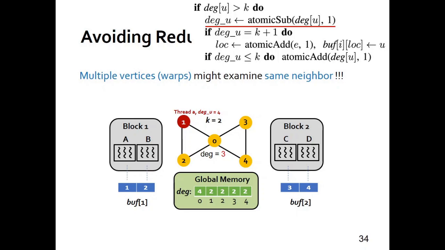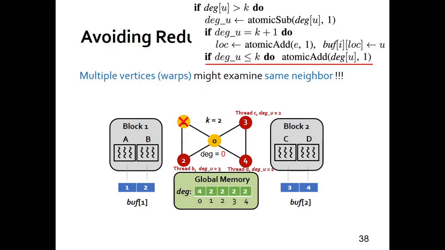It has degree higher than 2, so it decrements its value. Thread B does the same, and now vertex 0's degree is 2. Thread C does the same, hence degree of vertex 0 becomes 1. Finally, thread D decrements and now vertex 0's degree becomes 0. However, the correct value of vertex 0 should be 2, as it belongs to the 2-core.